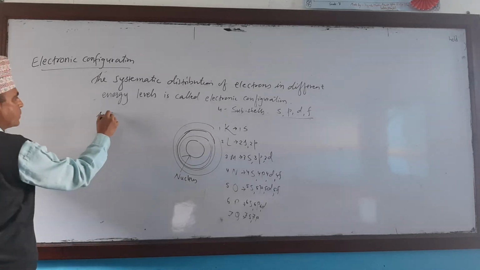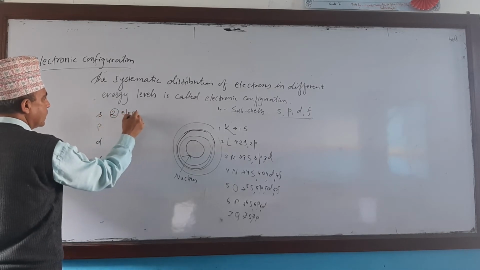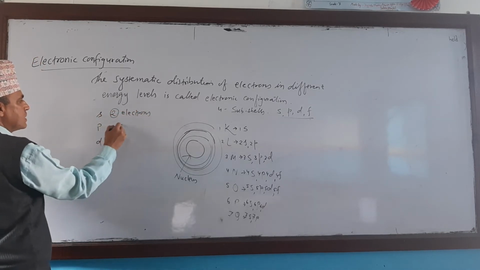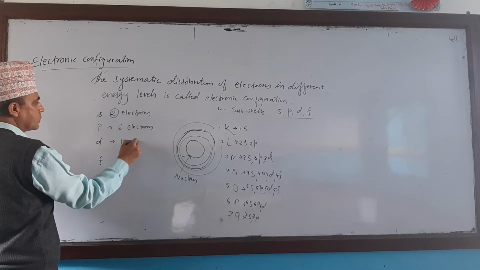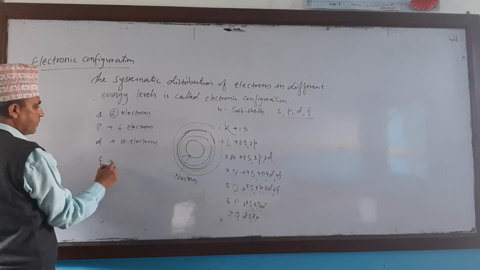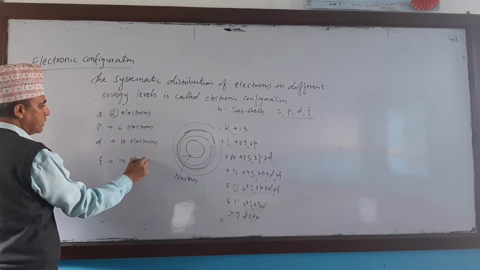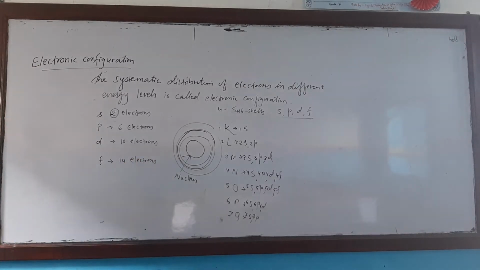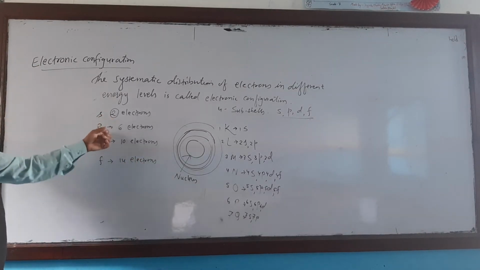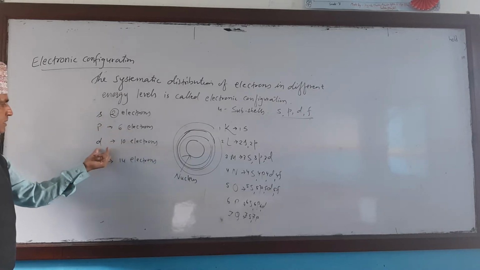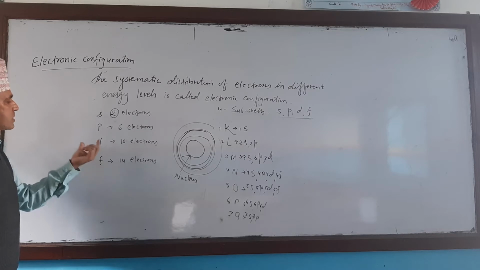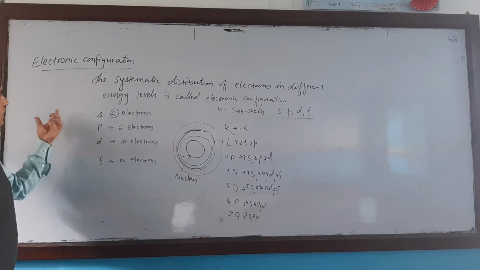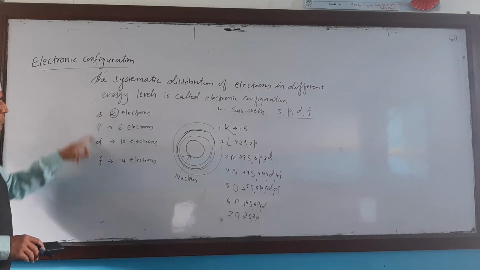Do you know how many electrons can be fitted in s, p, d, and f? In s, a maximum of 2 electrons. In p, 6 electrons. In d, 10 electrons. And in f, 14 electrons. s cannot hold more than 2, p cannot hold more than 6, d cannot hold more than 10, f cannot hold more than 14. In our class, we are going to study electronic configuration according to subshell.